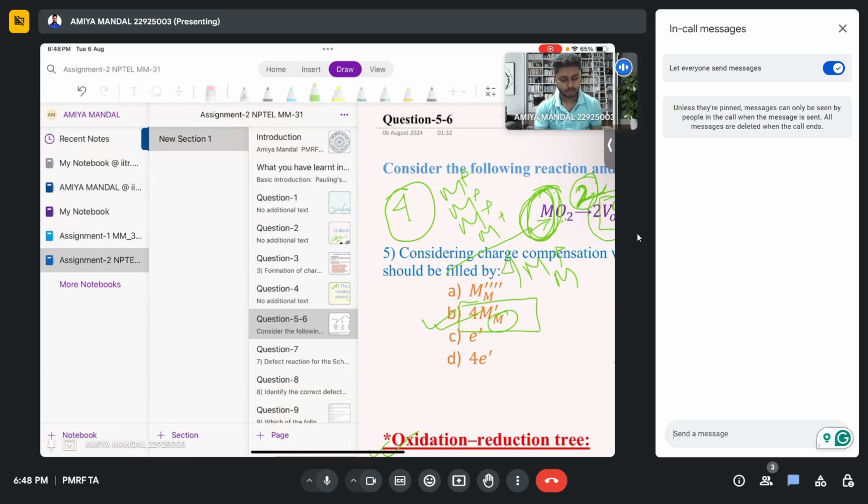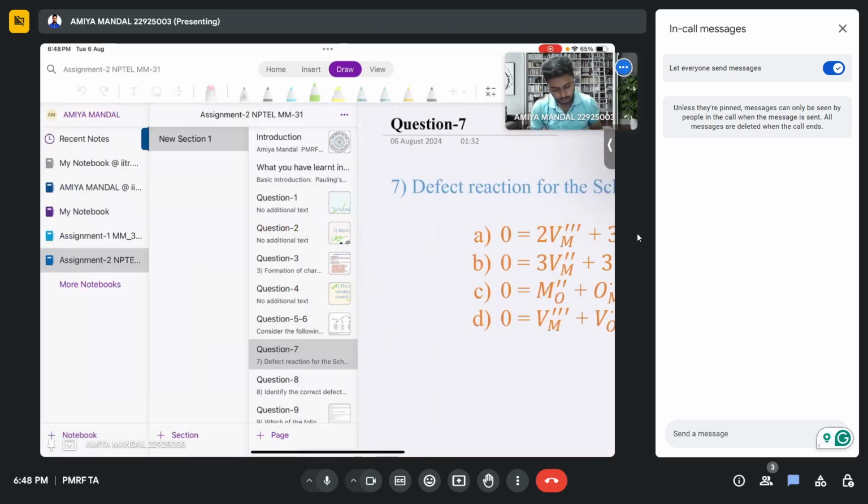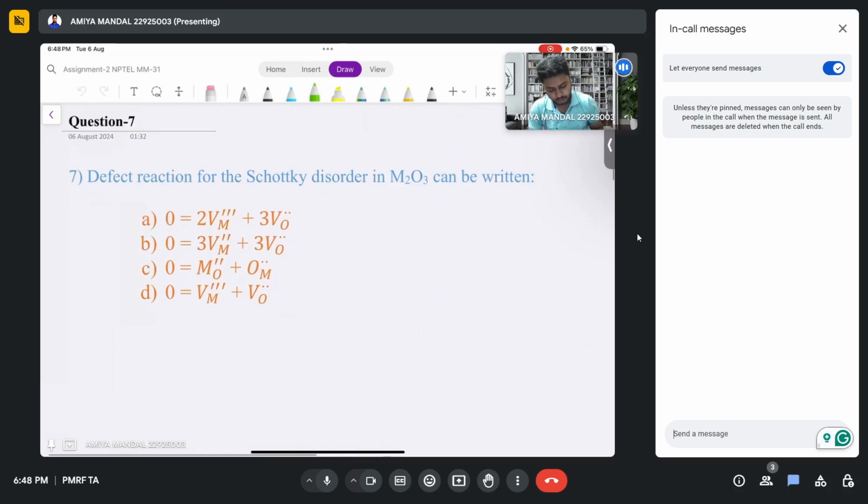You can see now what is the next question. Next question is question number 7. If any question arises, please tell.